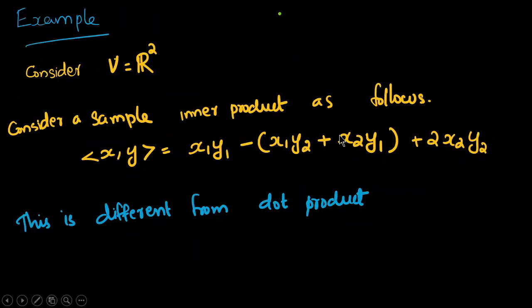For example, we can consider V is equal to R2. So take the 2D space as the vector space. Then consider a sample inner product as follows. Like this inner product, we take this function as an inner product function. This is a different inner product.